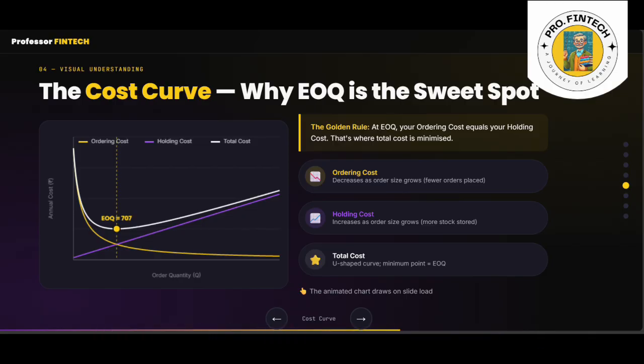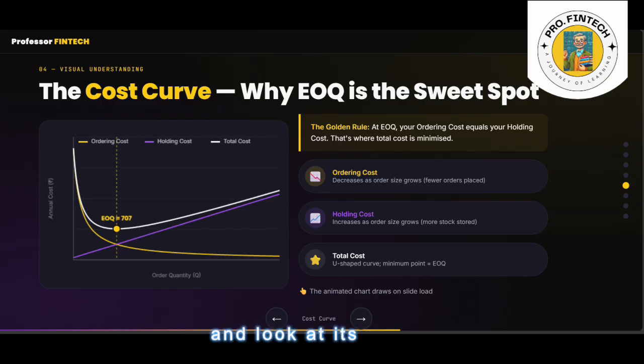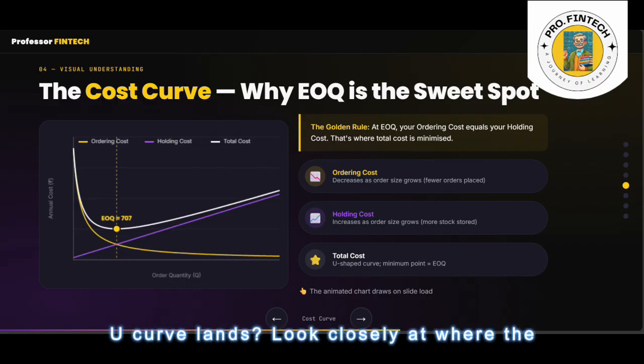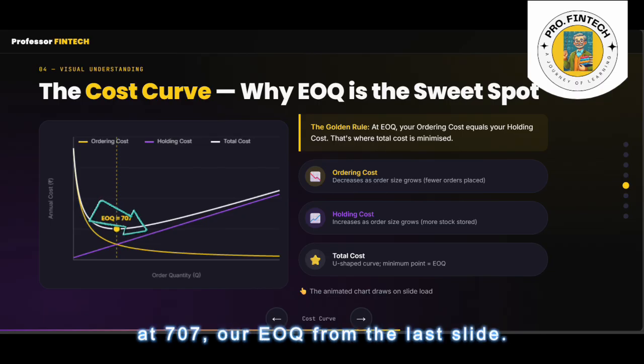The white line is total cost, literally just those two added together, and look at its shape. It's a U curve. Where do you think the lowest point of that U curve lands? Look closely at where the dashed yellow line touches down. Exactly at 707, our EOQ from the last slide.